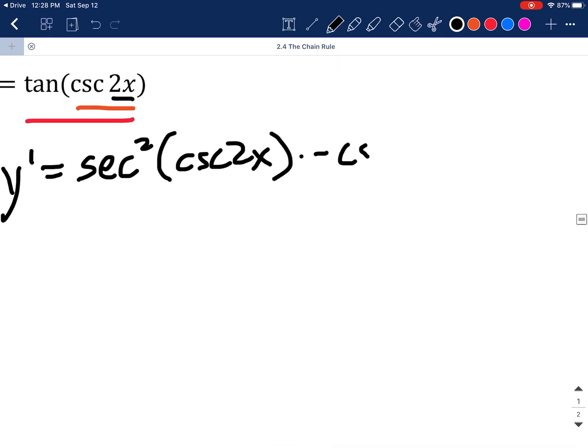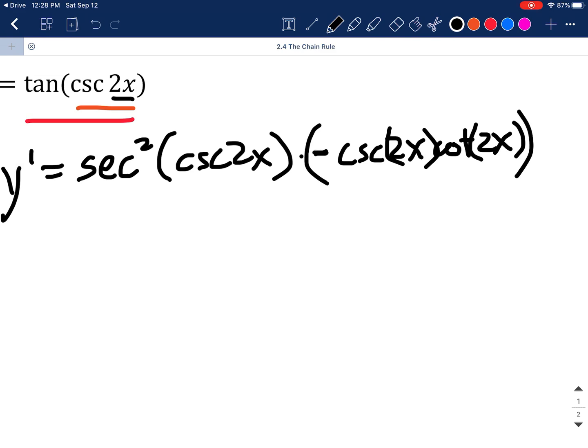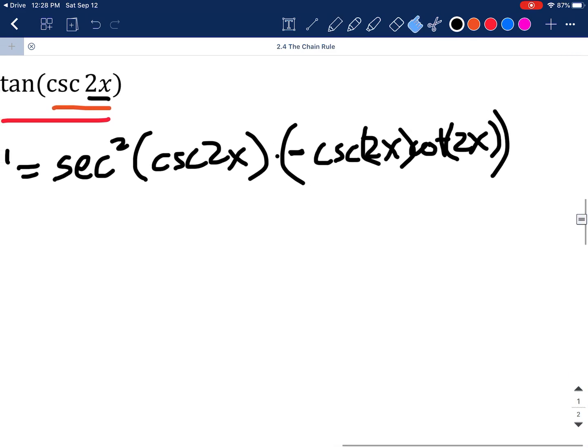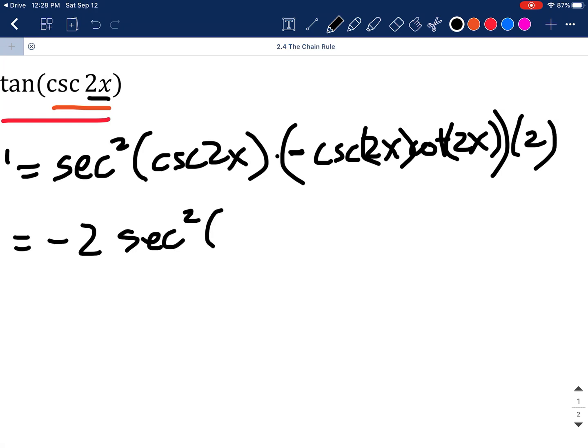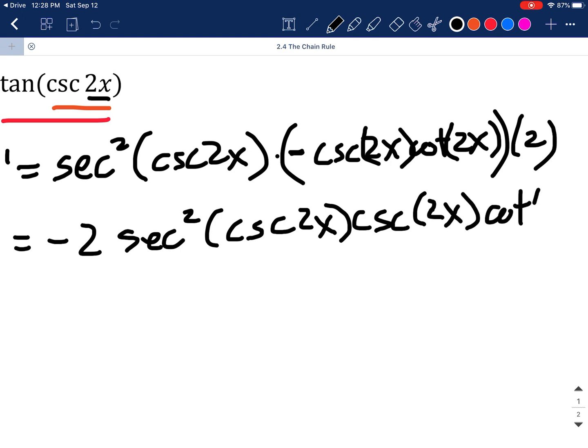So the derivative of cosecant is going to be negative cosecant cotangent. And then the derivative of 2x is just 2. Right, so we get this complicated looking expression. We can clean it up a bit by putting the negative 2 in the front. And then we'll have secant squared cosecant 2x times cosecant 2x times cotan 2x.